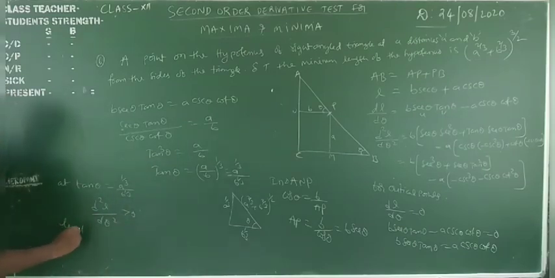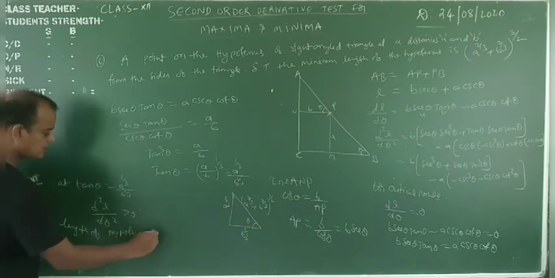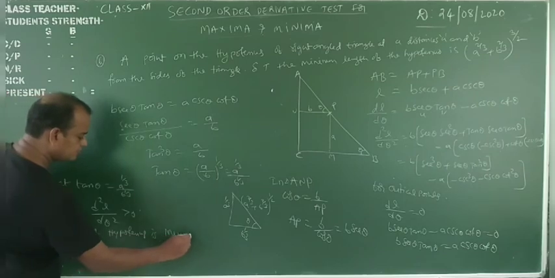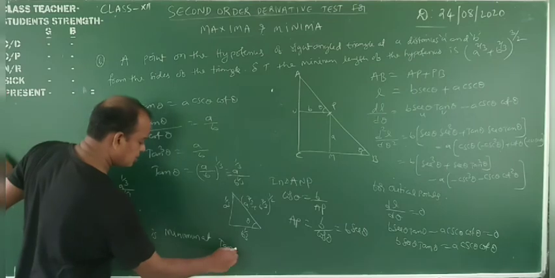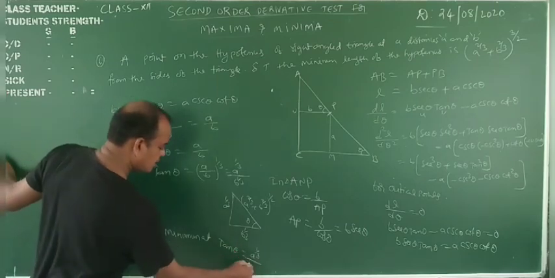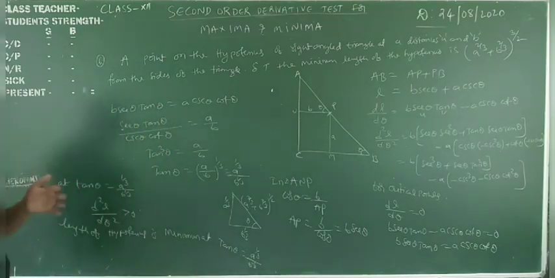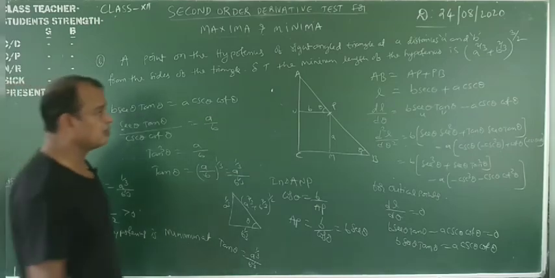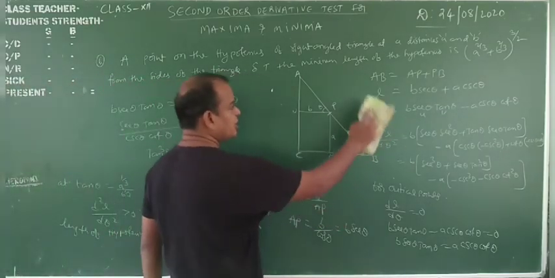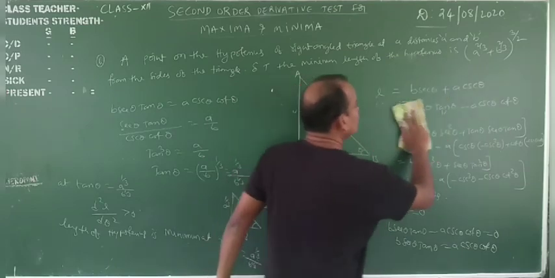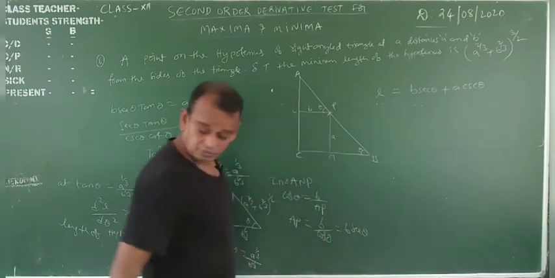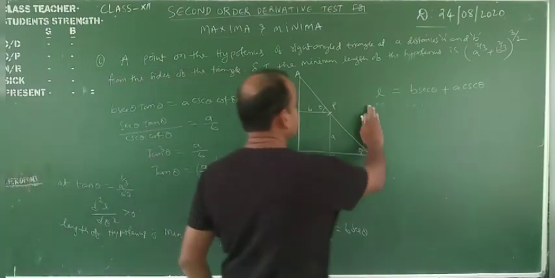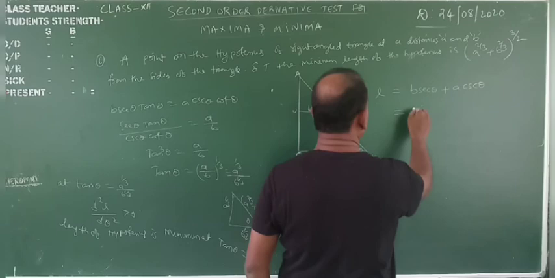Therefore, length of hypotenuse is minimum at tan theta is equal to A power 1 by 3 by B power 1 by 3. Okay, my dear students. Now, length of hypotenuse: L is equal to, you have to show that one, B into secant theta.